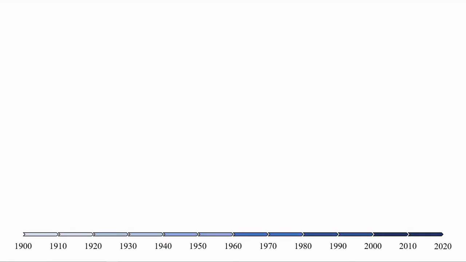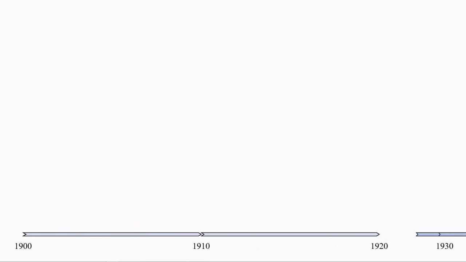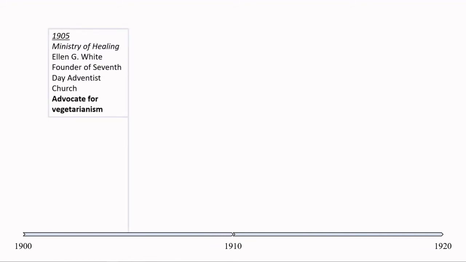To discuss the history of nutrition in the 20th century, we will divide our timeline into 20-year increments, starting with 1900 through 1920. While Savarin and Banting published the first manuscripts on carbohydrate restriction in the 19th century, Ellen G. White was one of the first leading proponents of vegetarianism. Ellen White, one of the founders of the Seventh-day Adventist Church, published one of her more famous books in 1905 titled The Ministry of Healing.